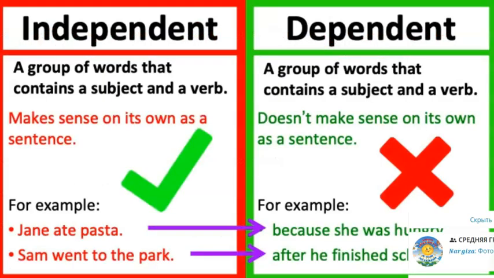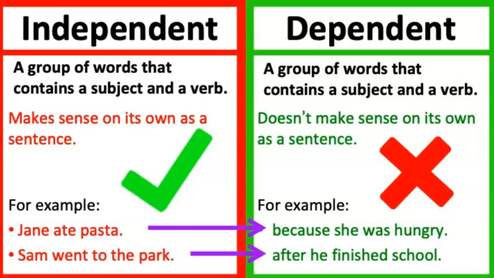Okay, let's conclude with independent and dependent clause. Then we will move to the sentence types. Independent clause is a group of words that contains a subject and a verb. It makes sense on its own as a sentence. For example, Jane ate pasta. Sam went to the park.